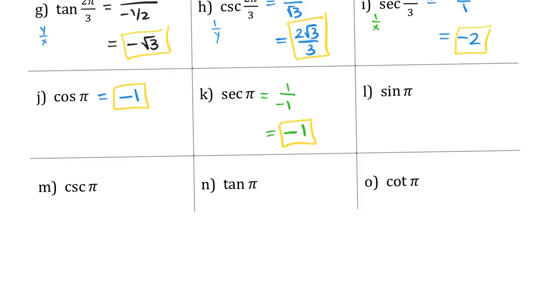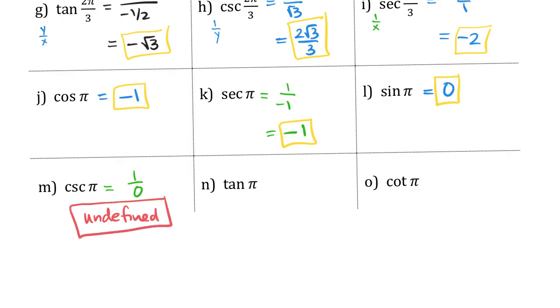The sine of pi, the sine is the y-coordinate. It was negative 1, 0, so that's going to be 0. Cosecant is the reciprocal of sine. So sine is 0, so the reciprocal is 1 over 0. Oh, we're not allowed to divide by 0. So this is undefined. 0 on the bottom is always bad.